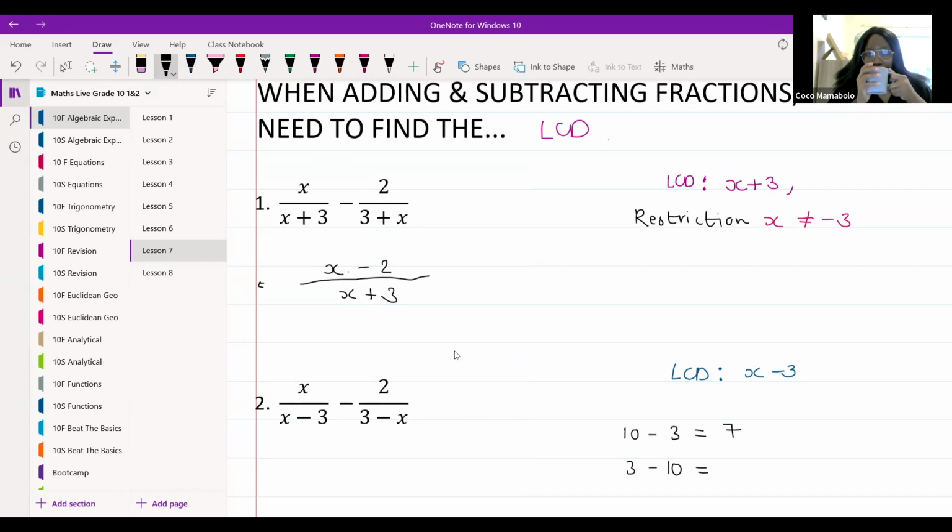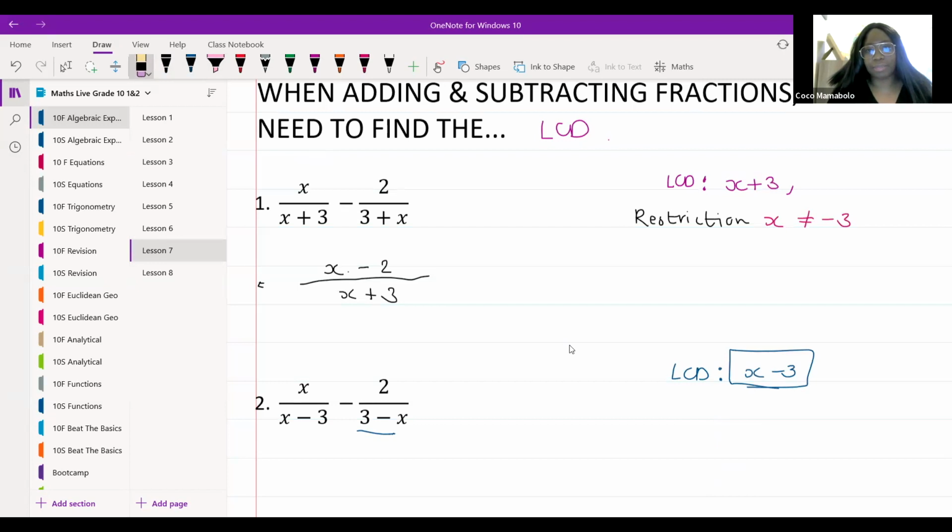What's that going to give me? It's going to give me negative 7. So are 7 and negative 7 the same thing? Do we have the same thing over here? No, we don't. So we can't then say that our LCD is just going to be x minus 3, because 3 minus x is not represented by x minus 3.